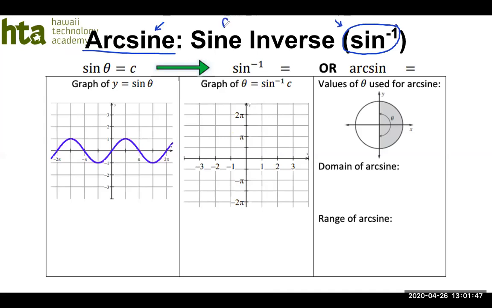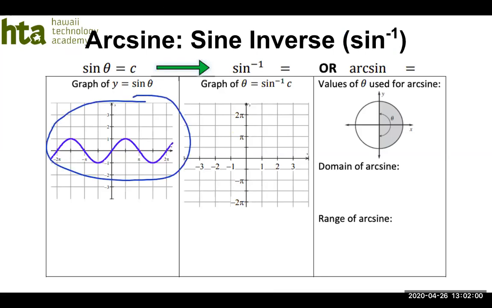It's just like when you get f of x or y. It's the same exact thing. They both mean the exact same thing, just written differently. All right, so arc sine and sine inverse mean the exact same thing. So here is our sine function, and we're going to use this to determine our inverse sine function.